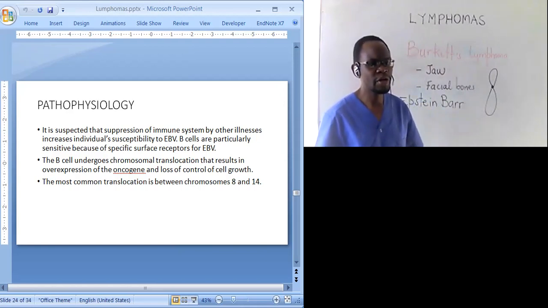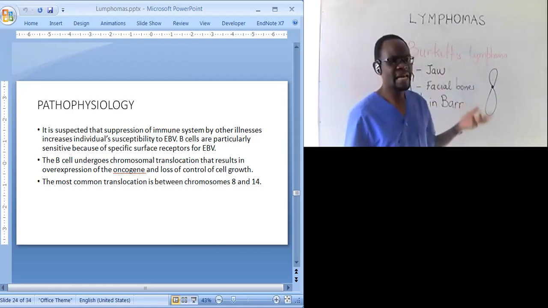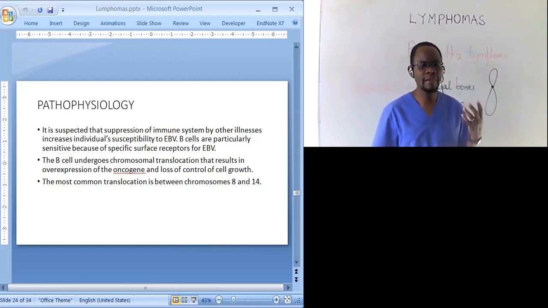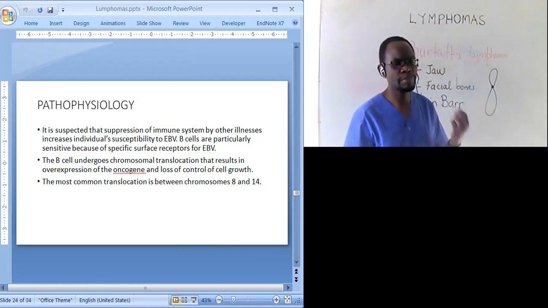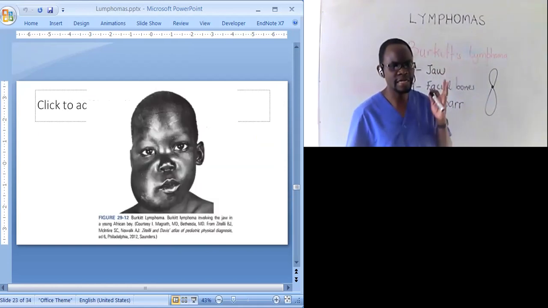But the point to take home here is that Epstein-Barr is implicated, and it basically affects the growth or the multiplication of the B lymphocytes, bringing about that.